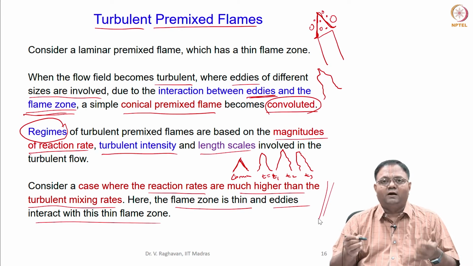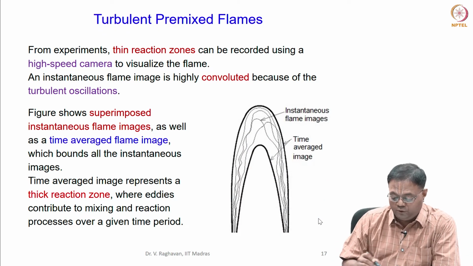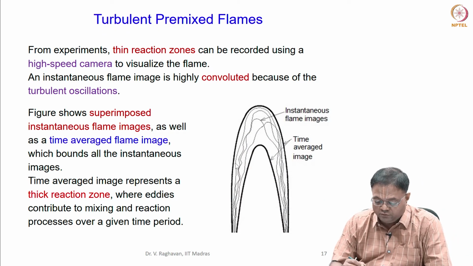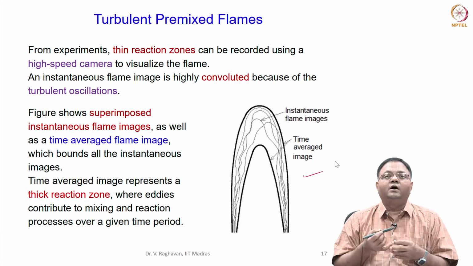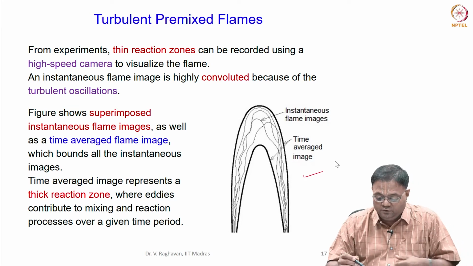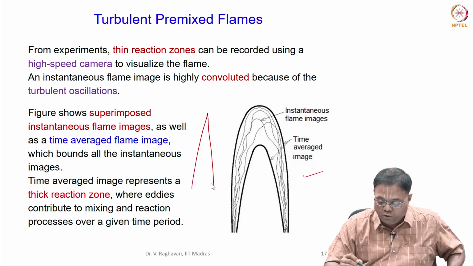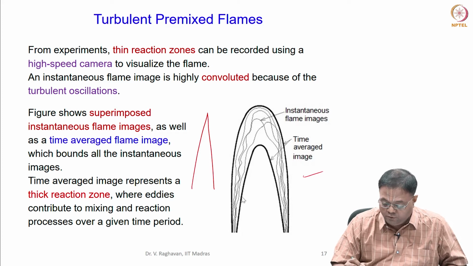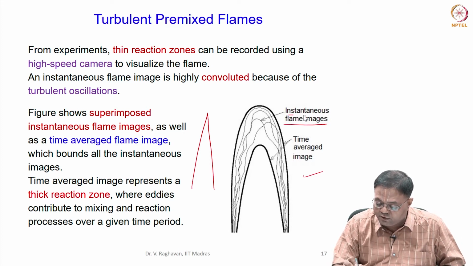Anyway, we are going to come back and name this regime later. So in this regime, what happens, we will see this. This figure shows the convolution of the laminar flame, that is, the initial conical flame, which due to the eddy interaction becomes convoluted. So instantaneous flame images are given here.